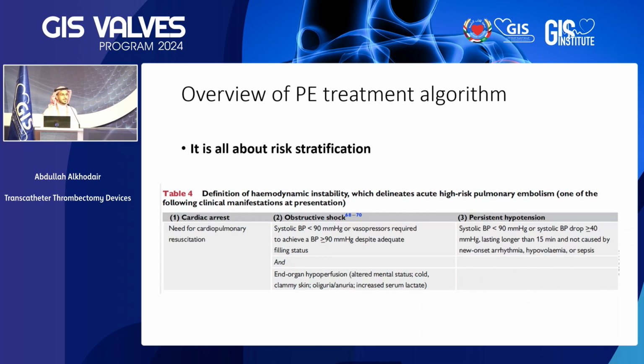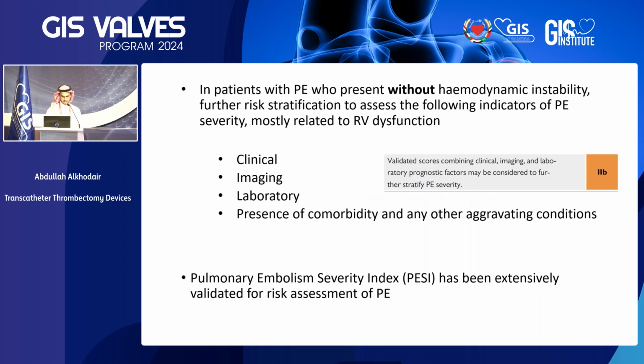And it is all about the risk stratification, meaning if you have high risk, then the question is easy, or the answer is easy. High risk means either you have a cardiac arrest or you have obstructive shock, with the definition here that says systolic of less than 90 with evidence of end organ hypoperfusion, or if you have persistent hypotension. So those are the factors that tell you that your patient is very high risk. And if that's the case, the treatment is agreed upon in the absence of contraindication, which is IV thrombolytics.